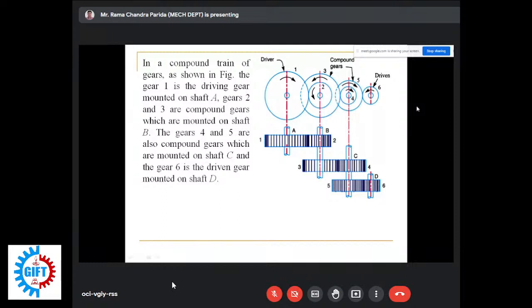Yes, sir. If the first and last gear of a compound gear train are on the same shaft, that is called a reverted gear train. Always remember, you can note it in your notes: if the axis of the first and last wheels of a compound gear coincides, it is called a reverted gear train.